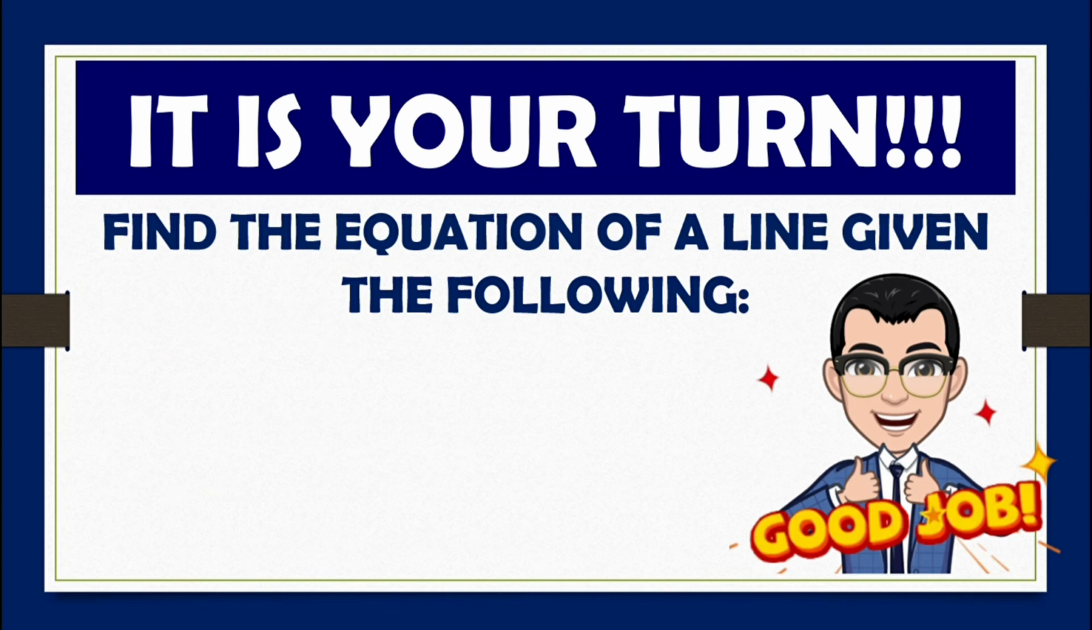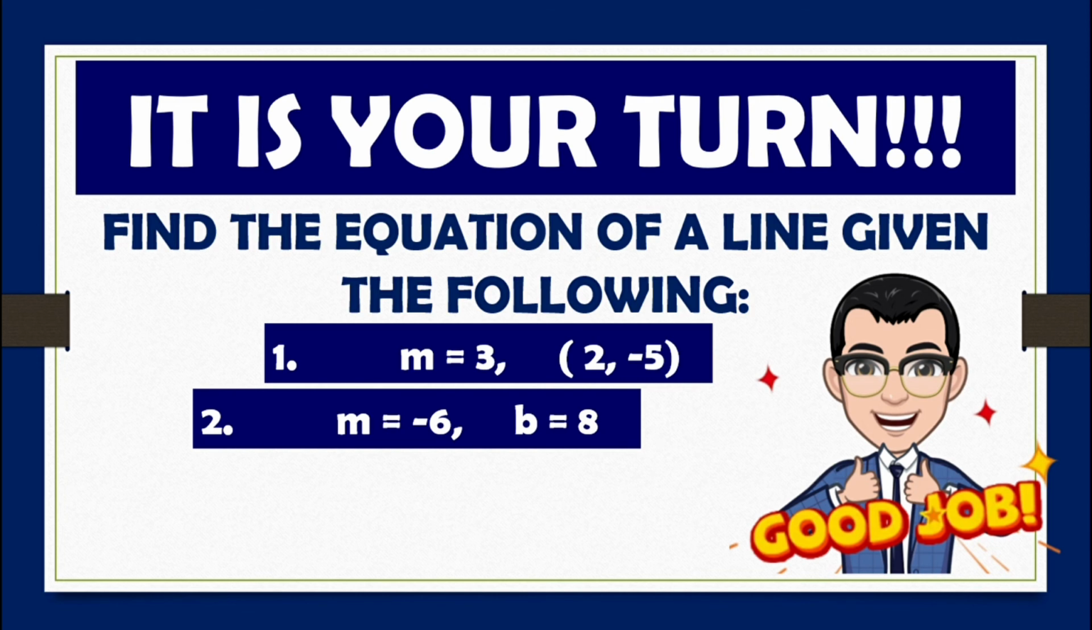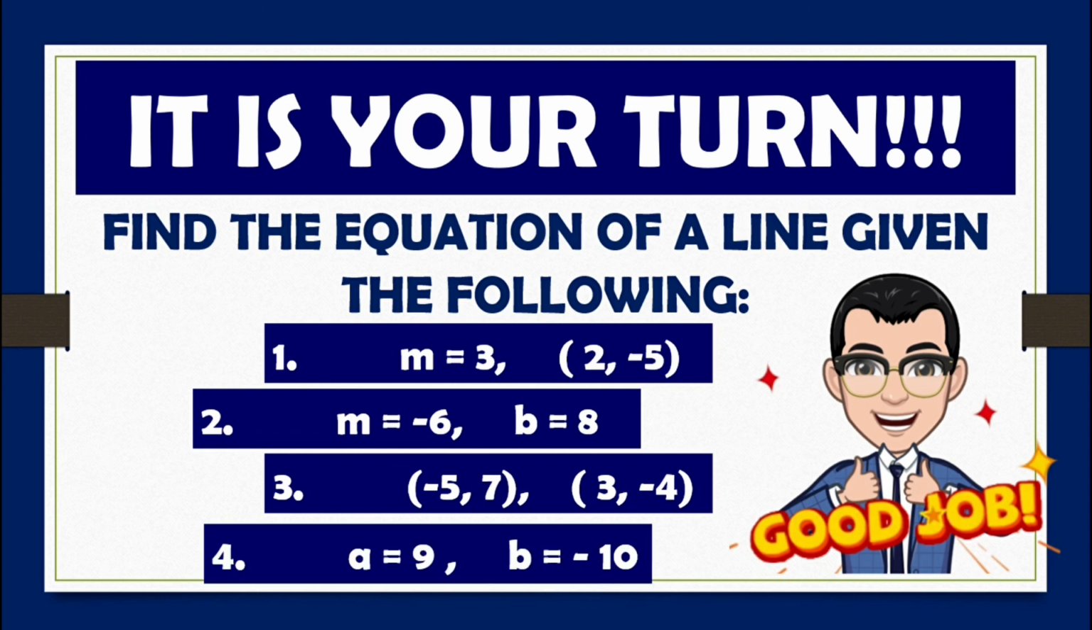This time, it is your turn. Find the equation of a line given the following. 1. Slope is 3 and the coordinates of our point are 2, negative 5. Second, given slope equals negative 6 and y-intercept equals 8. Third, coordinates of our 2 points, negative 5, 7 and negative 3, negative 4. And fourth, x-intercept is 9 and y-intercept is negative 10.